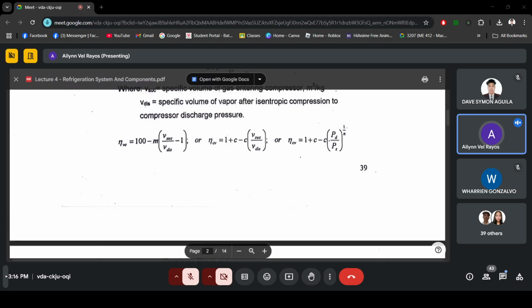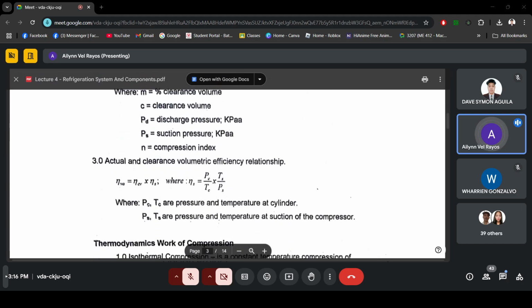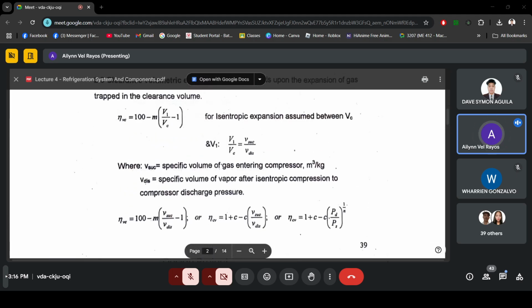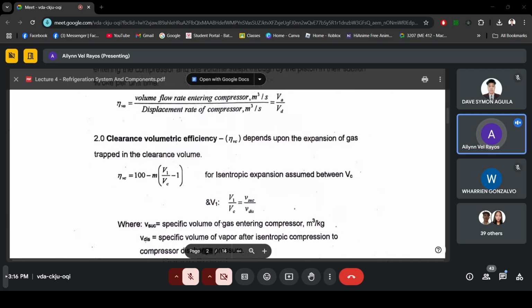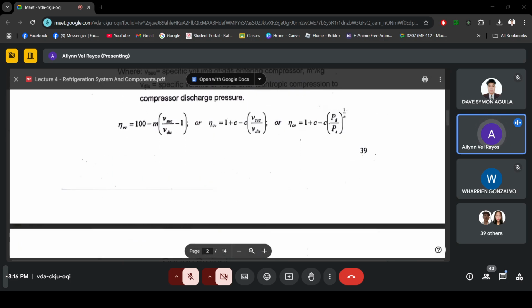So yan naman, naka V1 over V2 yung volume natin, and then yung pressure naman since discharge siya, P2 over P1 raised to 1 over n. So kung mapapansin nyo, based on last week na sinolve natin, we equated the volumetric efficiency and the clearance volumetric efficiency to get the volume displacement. But kung mapapansin nyo, magkaiba naman yung formula niya. So paano natin siya in-equate?